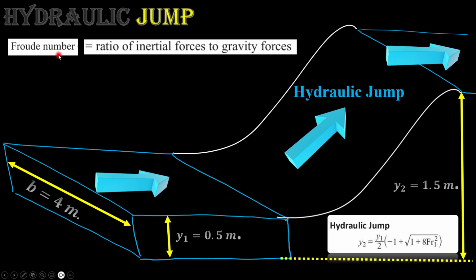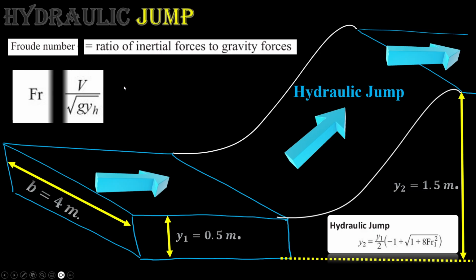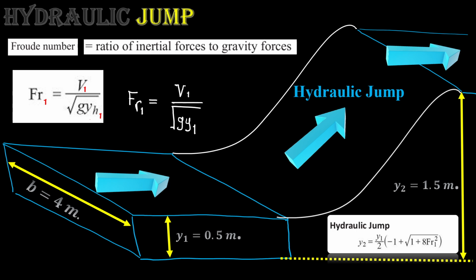So the Froude number is nothing but the ratio of inertia forces to gravity forces, and we define it for the cross-sectional area. For example, for the first cross-sectional area before the jump, we call it Fr sub 1, which is equal to V1 over the square root of g times the hydraulic depth, which is our y1 here. And as you can easily see in the formula, the Froude number is the ratio of inertia forces to gravity forces, and that's how we write it down.